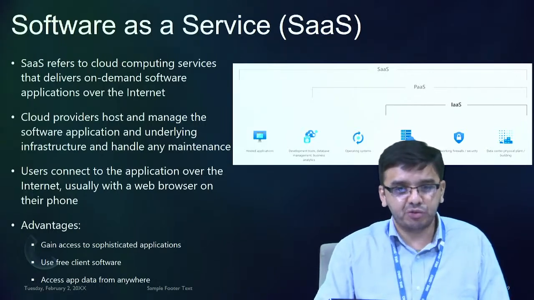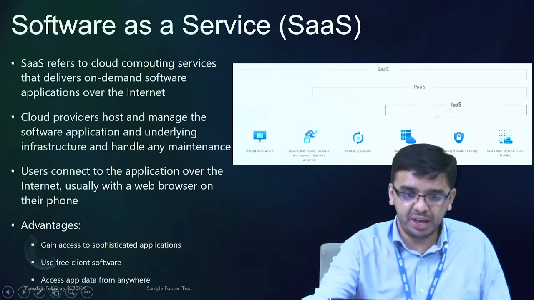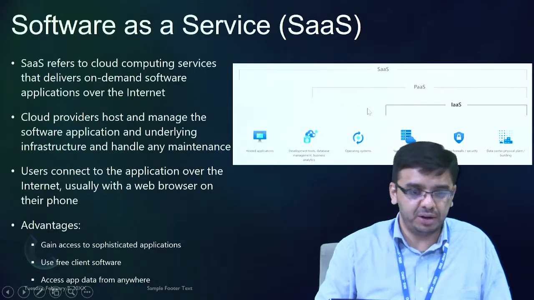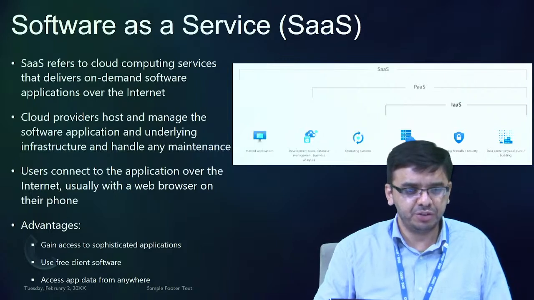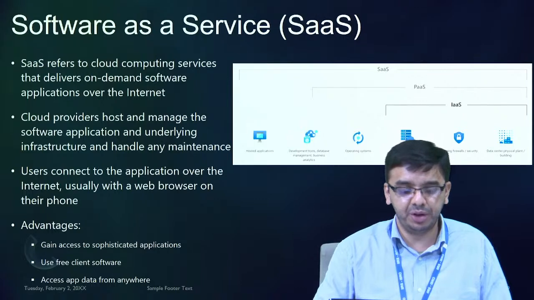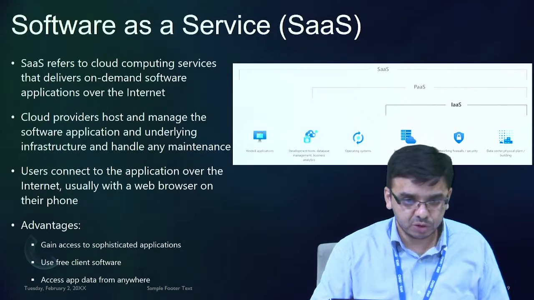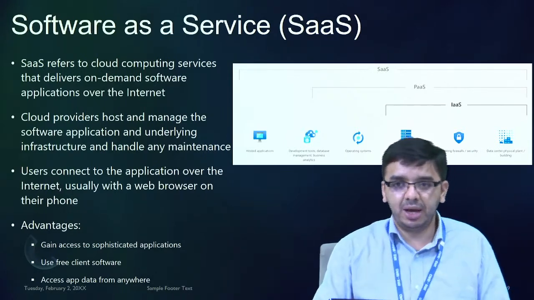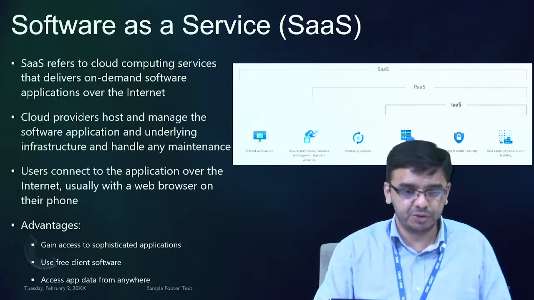Here the entire software and underlying infrastructure, so it contains IaaS plus PaaS, is managed by the cloud service provider. The user can just connect to the application over the internet, usually with a web browser or a phone. All underlying infrastructure is maintained by the cloud service provider. You are just accessing the software as a service, like when you use any webmail services. Those are examples of software as a service, or SaaS.